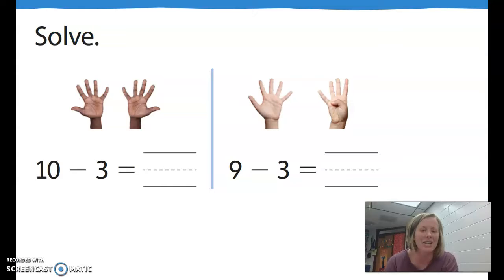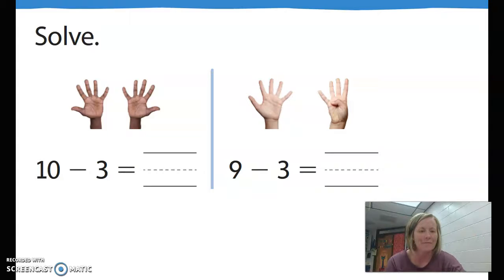Let's get started with a little bit of a warm-up. Let's use our fingers to solve. 10 take away 3. Hold up 10 fingers. Take 3 away. How many do you have left? You knew it. There are 7 left.